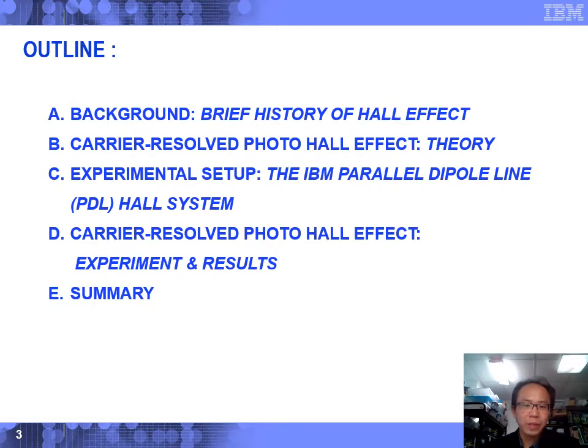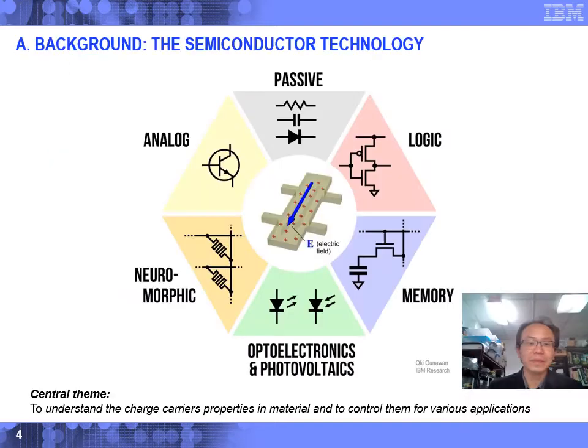So I will start with the outline of this talk. First, I will describe the background, the brief history of Hall effect, and then next, the theory of the carrier resolved photo Hall effect. And third, the experimental setup that we use at IBM called parallel dipole line Hall system. And fourth, the experiment and results using this technique. And I will close with summary.